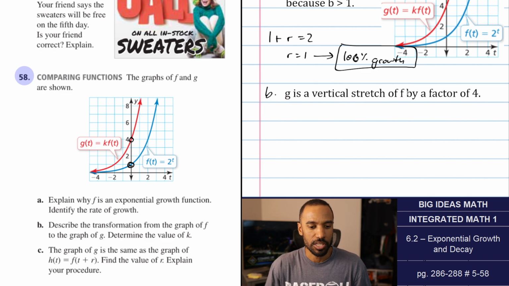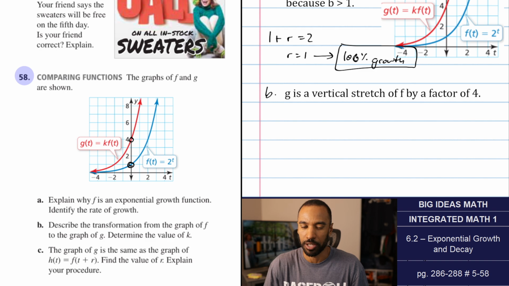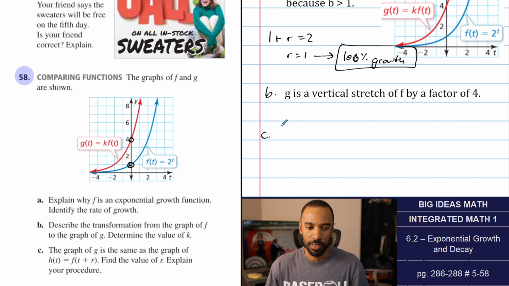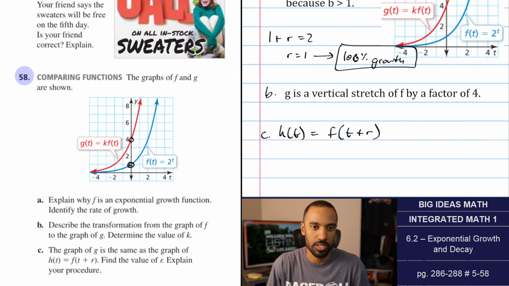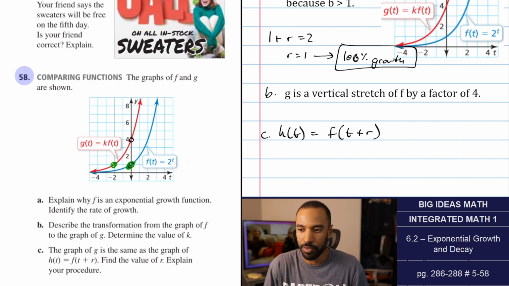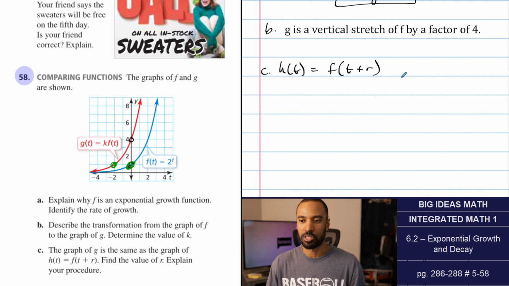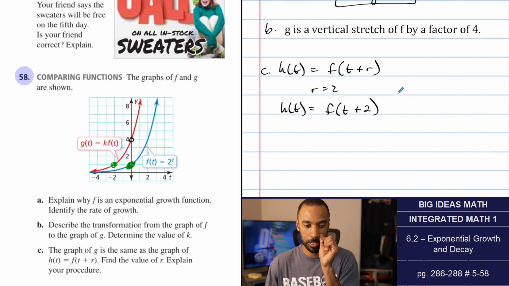Part C, the graph of g is the same as the graph of h of t equals f of t plus r. Find the value of r. Explain your procedure. So we're now talking about a horizontal translation. If h of t equals f of t plus r, remember t is our variable here, like our x. r is how much we're translating. As far as translations go horizontally, take this point right here and find another one of the same height. It's over here. We have to go 2 to the left for that. Therefore, going 2 to the left means r is 2. So r equals 2 means h of t equals f of t plus 2. That's where we're shifting to the left.